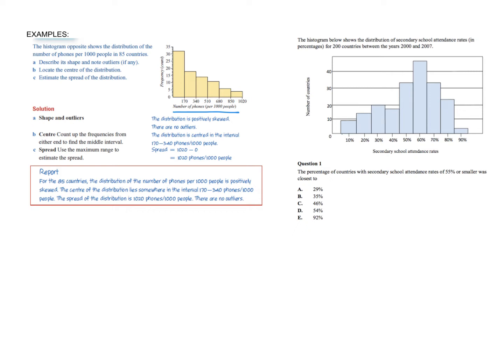Now we've got another one over here as well, and they've got secondary school attendance rates. If you notice, that data is a percentage, and they can often do things to annoy you, like putting a percentage data value, but over here it's still just a number of frequency.